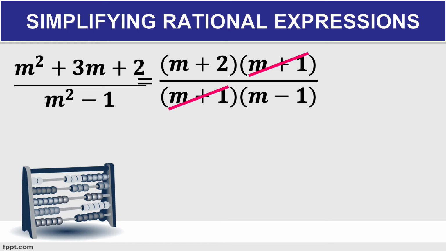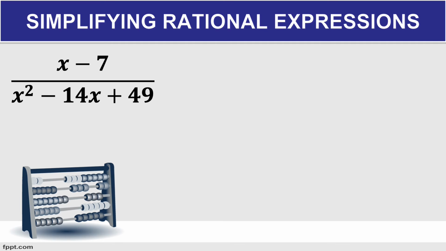Then, ano yung natira natin? So, that is m plus 2 over m minus 1. Yun yung final answer natin. Next example. X minus 7 over x squared minus 14x plus 49. So, yung numerator natin, naka-simplest form na yan. So, ang gagawin natin, rewrite lang natin.